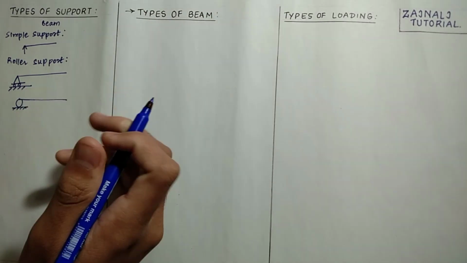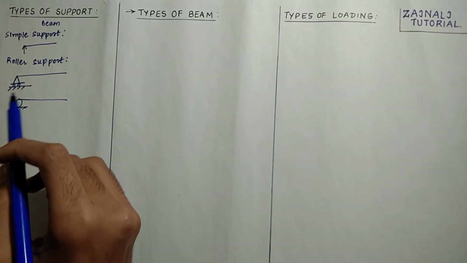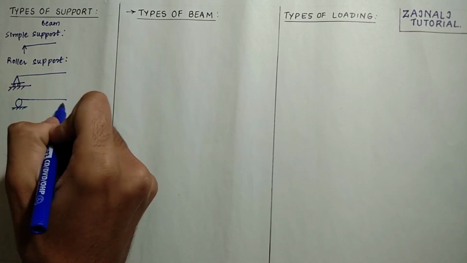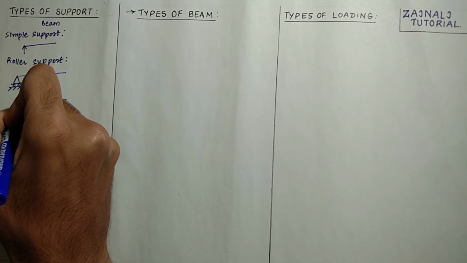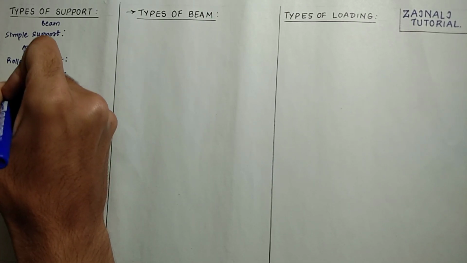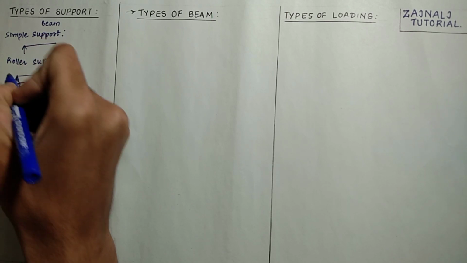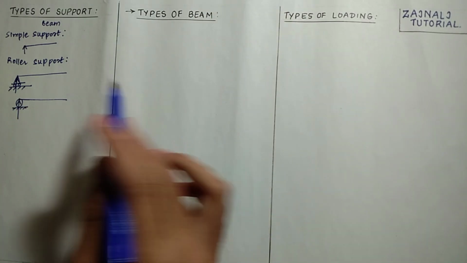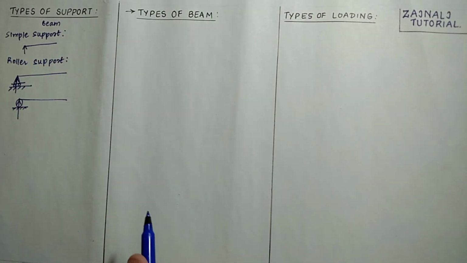Both are indicating the roller support only. In case of the roller supports, the reaction is always normal to the surface of the beam. As this is the surface of the beam, the reaction would always be normal to the surface of the beam. And there is only one reaction acting on it. Hence the beam is able to move in the horizontal direction, and it can also rotate about its axis.